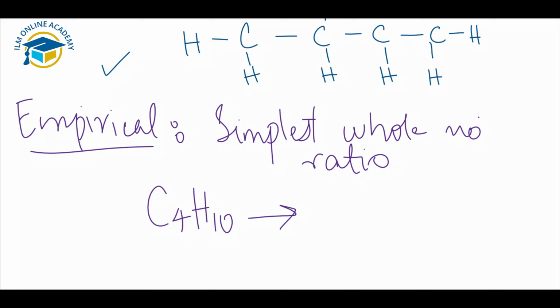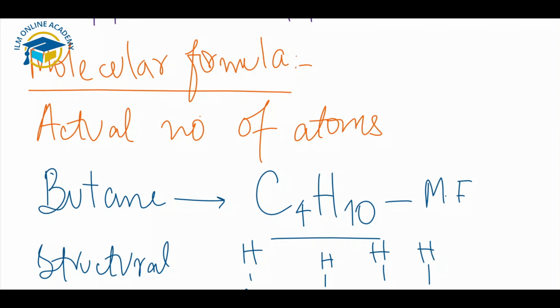The empirical and molecular formula differ, but for ionic compounds it is always an empirical formula. So for butane, C4H10 is the molecular formula. The empirical formula will be C2H5. It is the simplest whole number ratio, from which the number of atoms present there is divided. So this is the empirical formula of any compound.